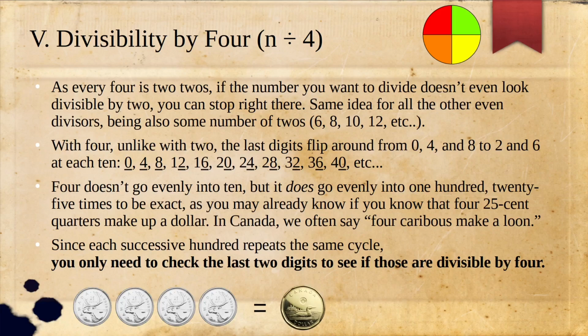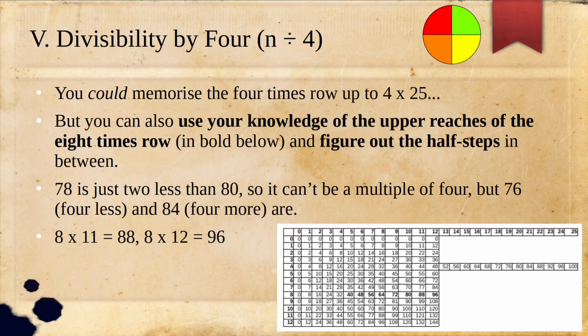So we only need to check the last 2 digits, everything below the hundreds, to see if those are divisible by 4. One issue with this method is that most people don't memorize their 4 times table row all the way across to 4 times 25.